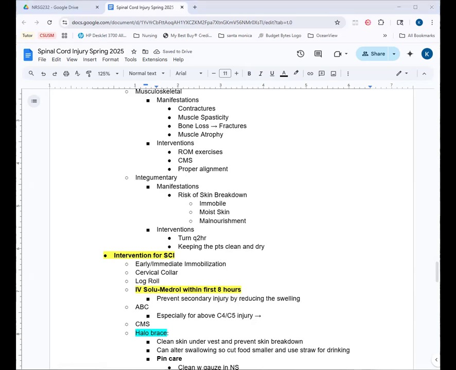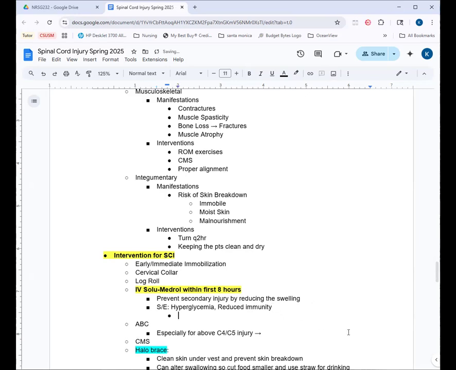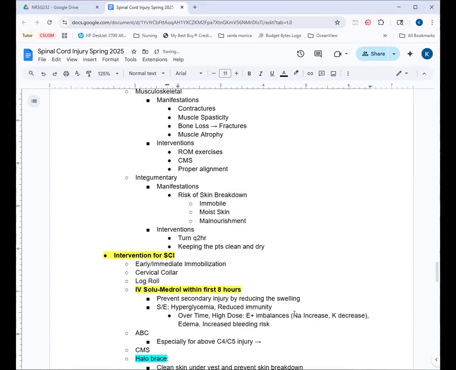So again, we're dealing with another steroid, right? We talked about some of the side effects of steroids, and it's a pretty high dose that you're giving. Some things to keep in mind: you could see some hyperglycemia, and they are at risk for reduced immunity and therefore getting sick. Depending on how long and how high a dose you're giving, you could see electrolyte imbalances like sodium increase and potassium decrease, edema, increased bleeding risk. I think the first two would be the bigger things to look at.